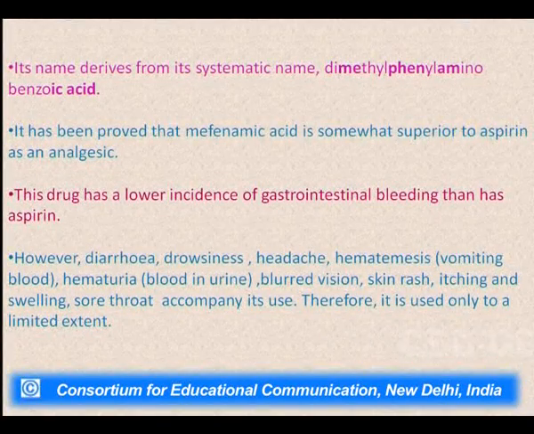Its name derives from its systematic name, which is dimethyl phenylaminobenzoic acid. The first letters of this compound give it the name mefenamic acid. It has been proved that mefenamic acid is somewhat superior to aspirin as an analgesic. This drug has a lower incidence of gastrointestinal bleeding than aspirin.